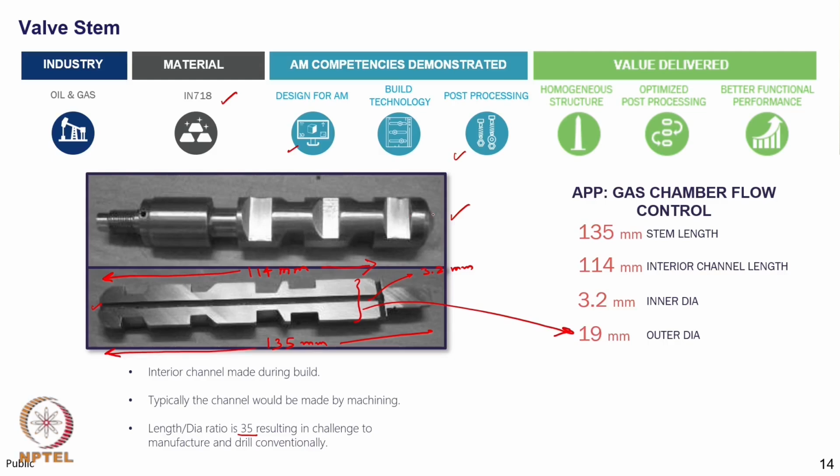This offers a homogeneous structure. A single material can be used here, and since it is made in a single build, the properties of the whole structure will be homogeneous. We can optimize post processing. If needed at all, a little bit of cleaning of these small channels can be done, and if the process is very well controlled, even that is not required. Since the part is made to precision, it offers better functional performance.